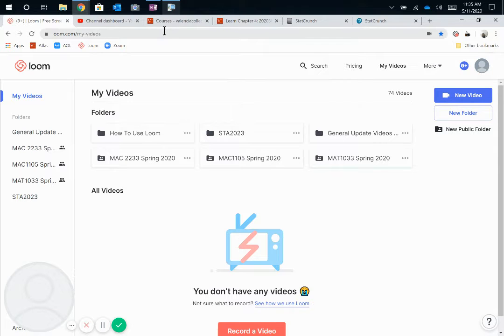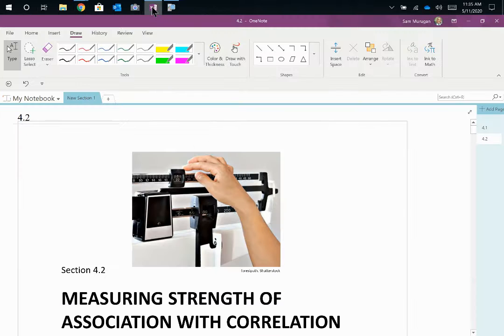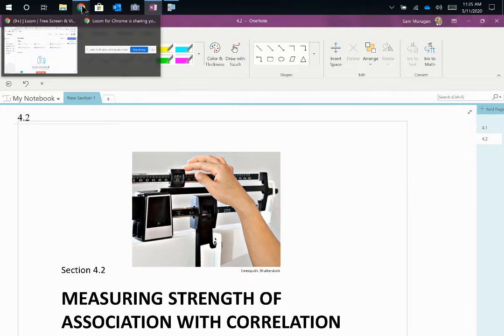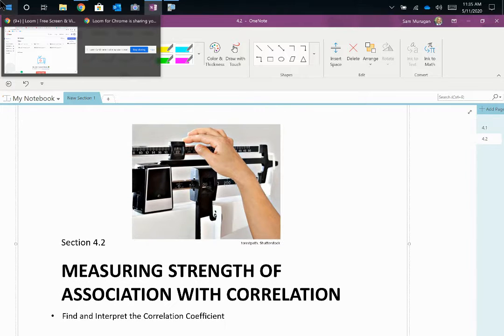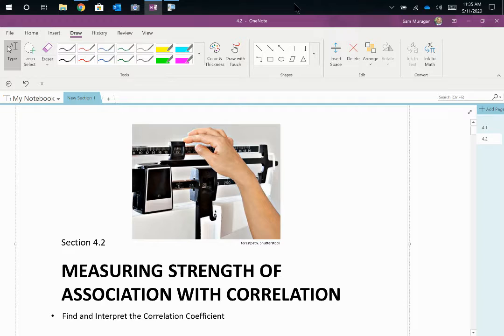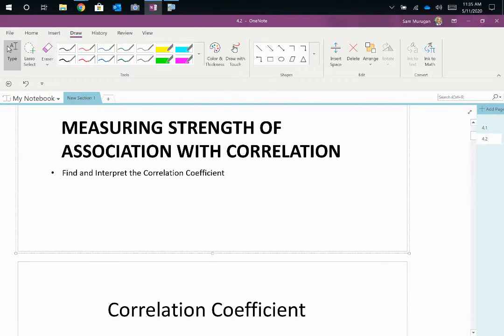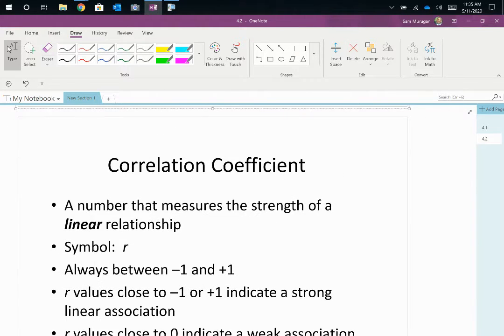All right, so we're going to begin talking about chapter 4.2, which is measuring the strength of association with correlation. So let's talk a little bit about correlation and the meaning of correlation.